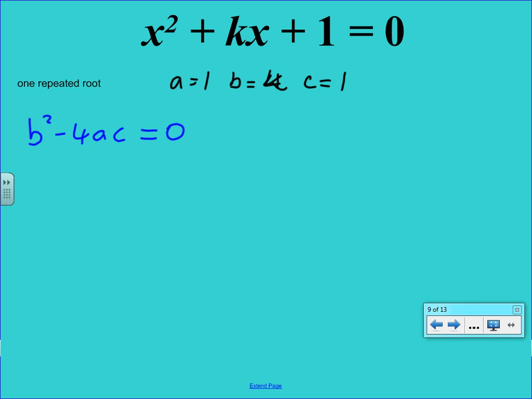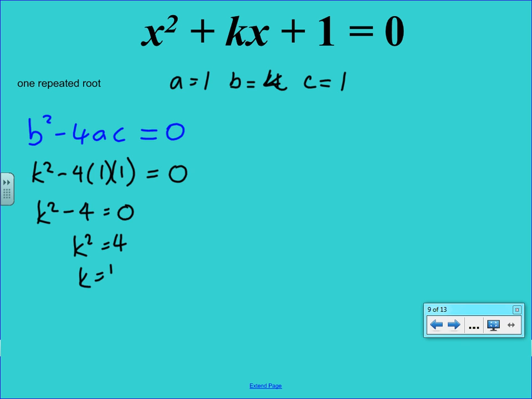So do you want to sub in what we know? So we've got k squared minus 4 times 1. So k squared minus 4 is 0. K squared is 4, so k is plus or minus square root of 4, which is 2. Yeah, sorted. Done. It's that simple.